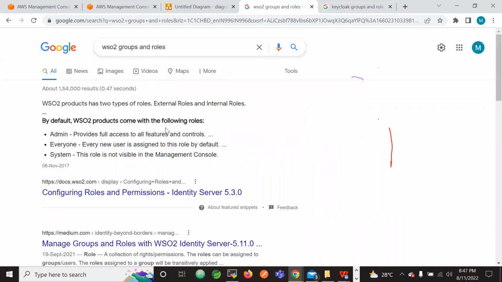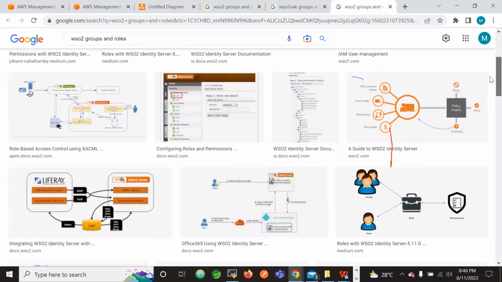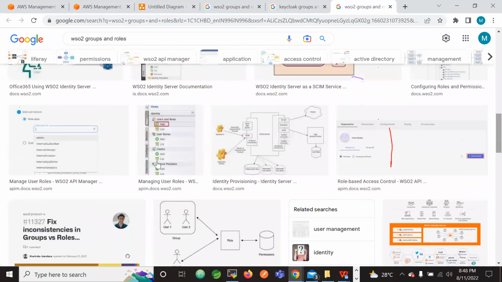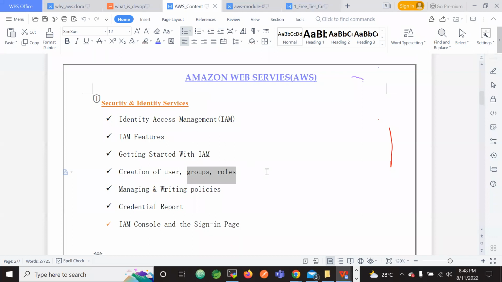So WSO2 is also one of the identity and access management tools, where we can see the groups, the roles, and then the users. See this, users and roles, and the groups concept is also there in AWS, right? So likewise, what I'm saying is this concept is not only the concept of AWS.